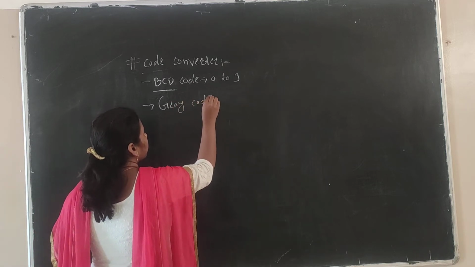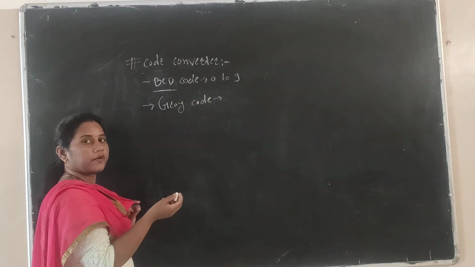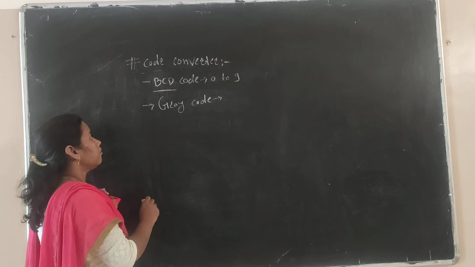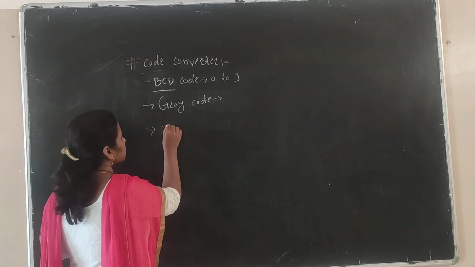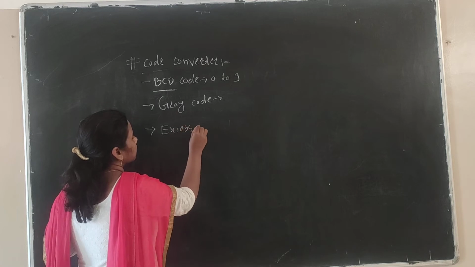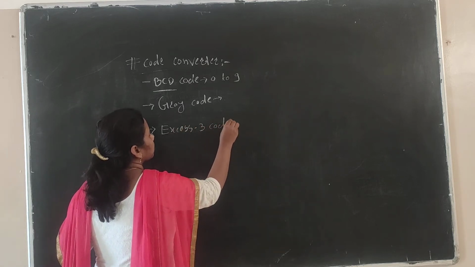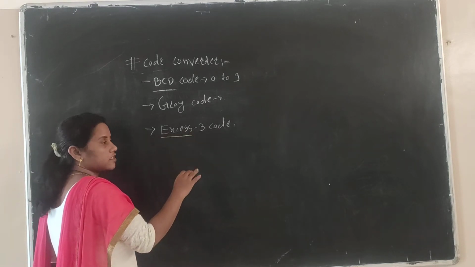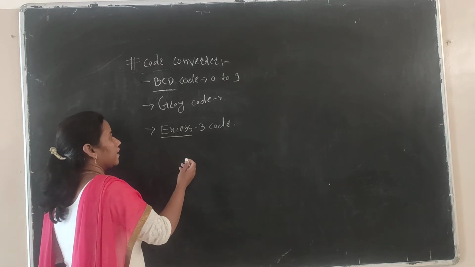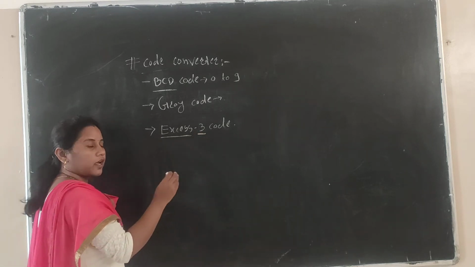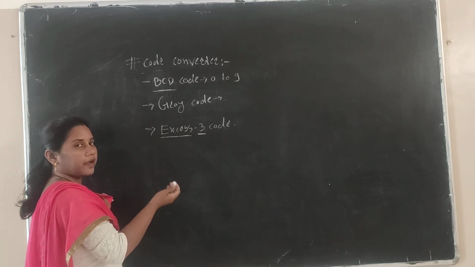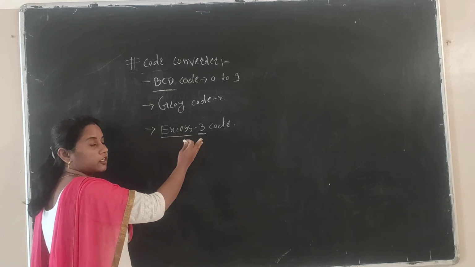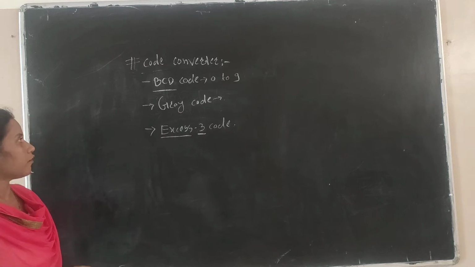Gray code. By using the binary number system, we can convert a binary number or BCD number to gray code, or gray code to a BCD number. Then we have the XS3 code. As its name indicates, XS means excess, add 3, in which we have to add 3 to a particular binary number, a particular BCD number. That's why it is called the XS3 code. These are the different types of code.